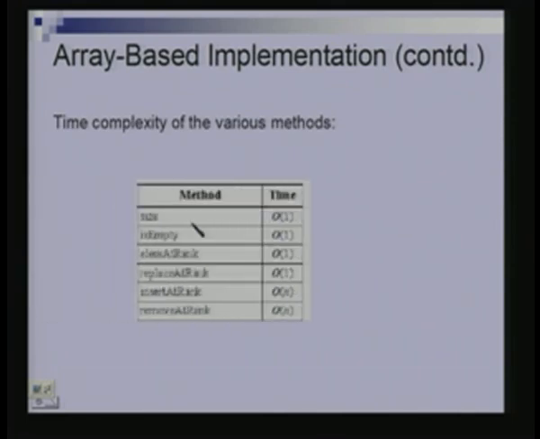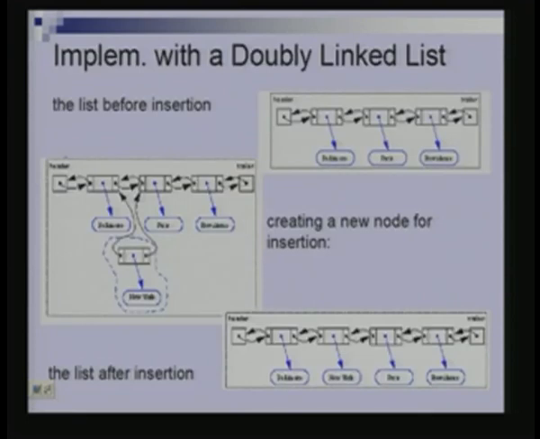Right. So, this is a chart which shows the time complexity of the various methods. All methods except insert at rank and remove at rank take constant time. These two methods could take order n time in the worst case. Can you think of some other way of implementing this? A doubly linked list, right? You can use a doubly linked list to implement a vector.